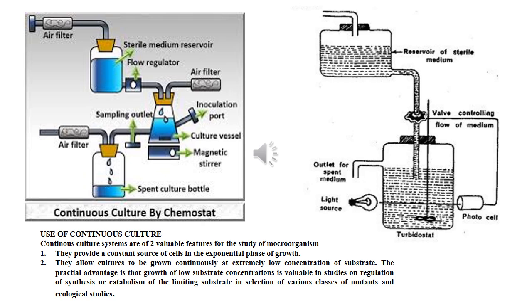The practical advantage of continuous culture is that with growth of organisms at low substrate concentrations, we can study regulation of synthesis or catabolism of the limiting substrate in selection of various classes of mutants. And this is useful in ecological studies.